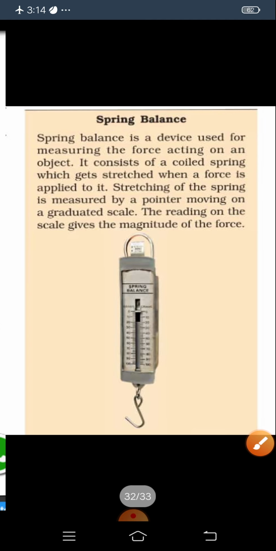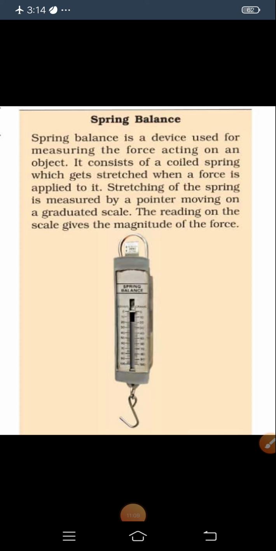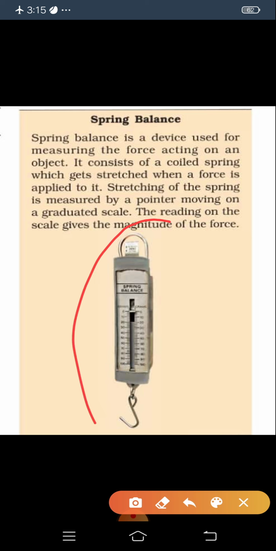Okay, next one is the spring balance. What do you mean by spring balance? A spring balance is a device used for measuring the force acting on an object. It consists of a coiled spring which gets stretched when a force is applied to it. Stretching of the spring is measured by a pointer moving on a graduated scale. The reading on the scale gives the magnitude of the force. So this is a spring balance.